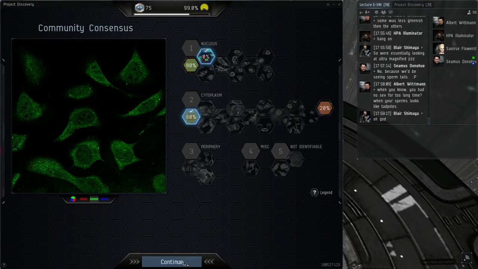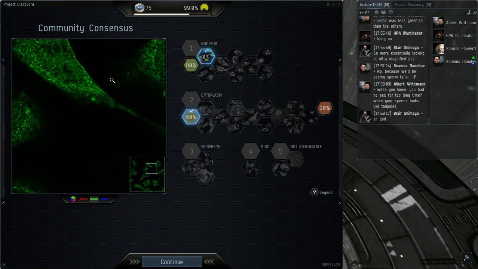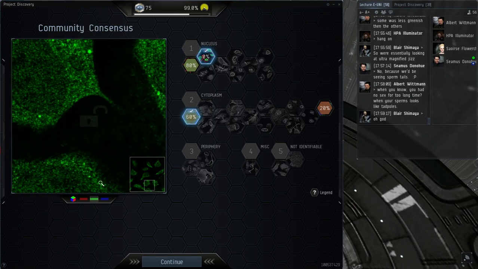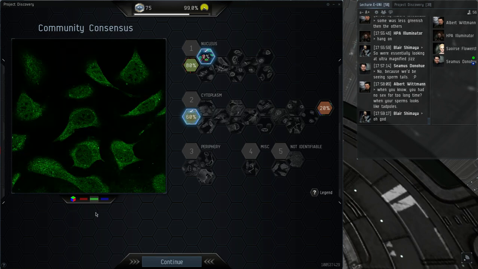So 80% thinks that this is nucleus, and they're totally missing the holes in the nucleus. Some say that this is vesicles, which I guess could be these big blobs, which are way too big to be vesicles. I think it's just random artifacts from the staining. And actually only 60% thinks that this is cytoplasm, which is a bit surprising.